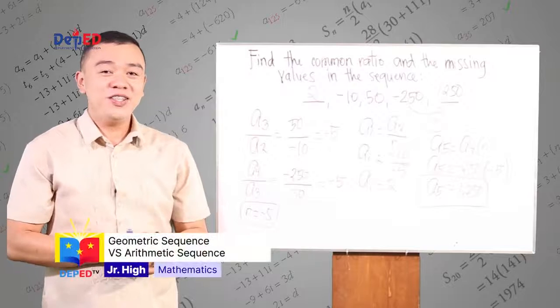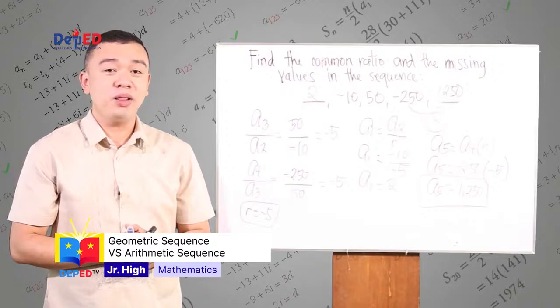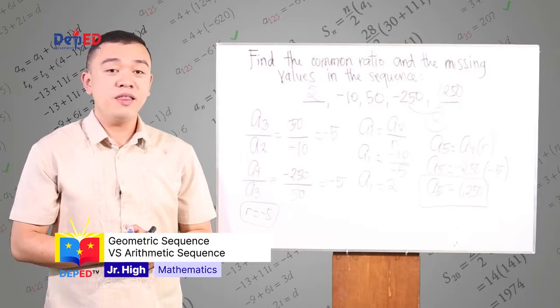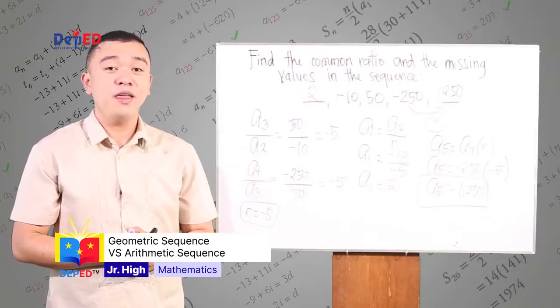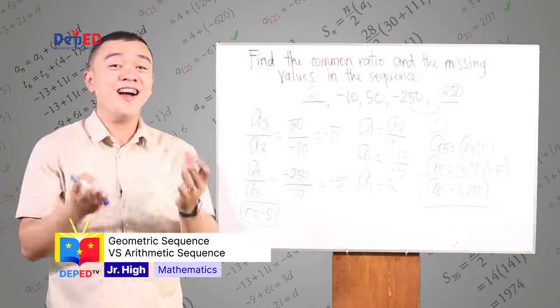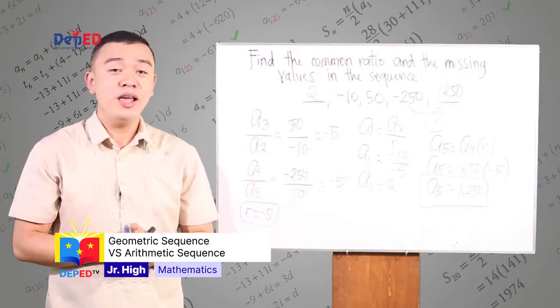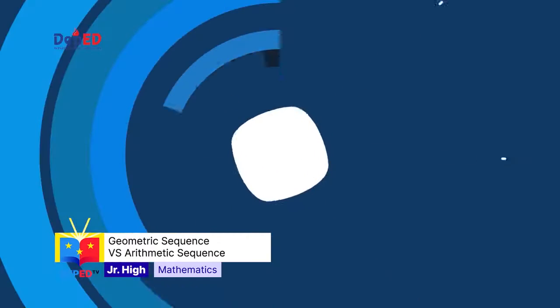From the given sequence, notice that there is a common ratio being multiplied to obtain the succeeding term or terms, or dividing the given succeeding term by the common ratio to get the preceding term. Bear in mind, these concepts will help you determine that a given sequence is a geometric sequence.